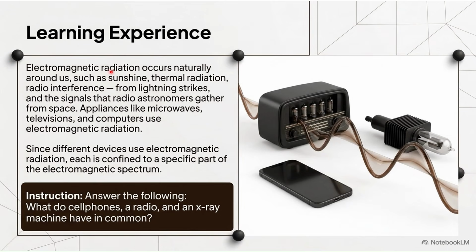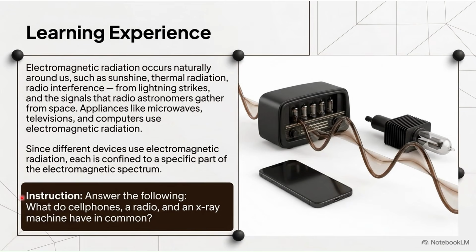Again, electromagnetic radiation occurs naturally around us, such as the sunshine, the thermal radiation, radio interference from lightning strikes, and the signals that radio astronomers gather from space. Appliances like microwaves, televisions, and computers use electromagnetic radiation. So since different devices use electromagnetic radiation, each is confined to a specific part of the electromagnetic spectrum.